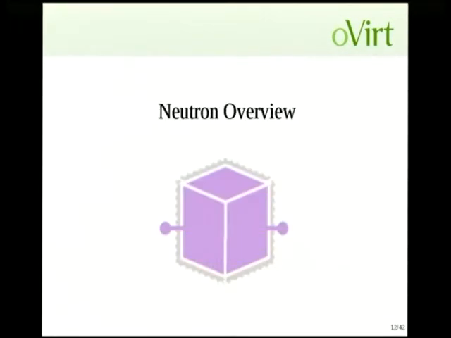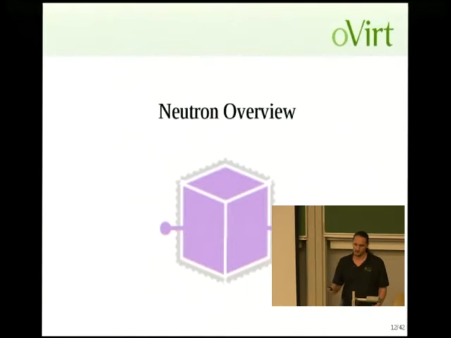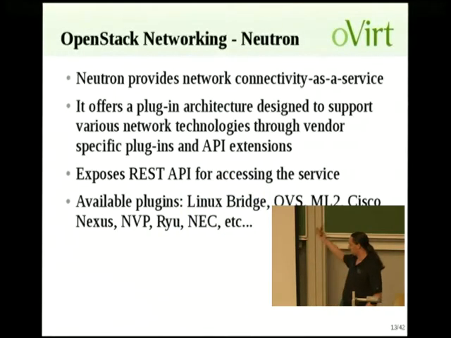So let's see what this Neutron I'm talking about is. Basically it's an OpenStack project. It's the networking component of OpenStack, but it's actually a standalone component that we can install and use in any project, such as oVirt. So it basically provides network connectivity as a service.